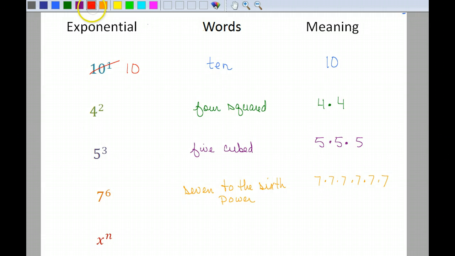Now the last one I have is x to the nth power, because you're going to have some variables in this as well. So we would just write x to the nth power. And when we use n, that just means it's some number, we just don't know what that number is. And you'll see that a lot in different formulas.